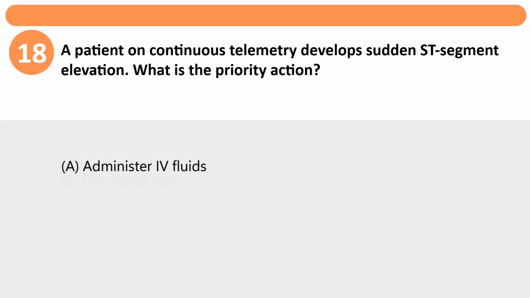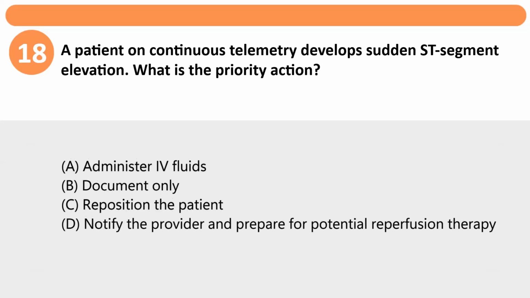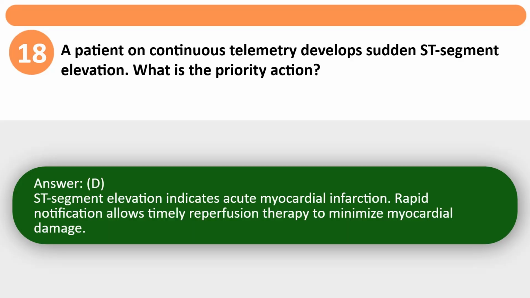A patient on continuous telemetry develops sudden ST segment elevation. What is the priority action? A. Administer IV fluids. B. Document only. C. Reposition the patient. D. Notify the provider and prepare for potential reperfusion therapy. Answer, D. ST segment elevation indicates acute myocardial infarction. Rapid notification allows timely reperfusion therapy to minimize myocardial damage.